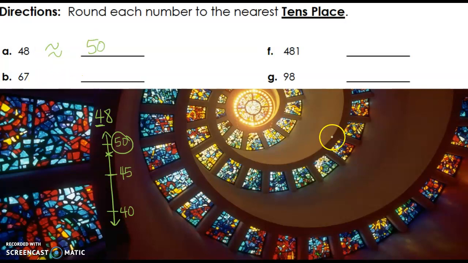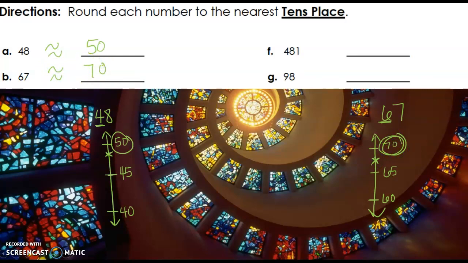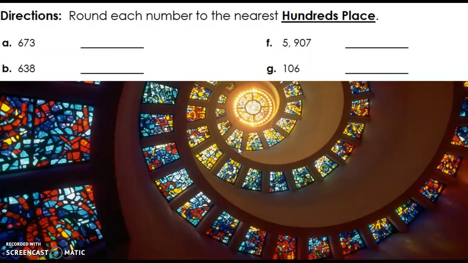Okay? Now 67, my tens place is 6, so I have 6 tens. That gives me my floor number, which is 60. 10 more is 70, halfway is 65, and 67 is above the halfway point, which means it's closer to the ceiling, so it rounds up. So 67 is about 70. Okay, I'm going to give you these two to do on your own.